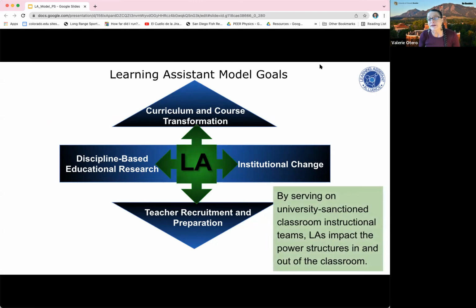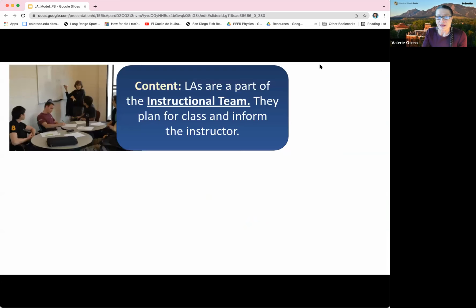What's important here is to understand that at the institutional scale, by serving on the university-sanctioned classroom instructional teams, the LAs are disrupting power structures in and out of the classroom, leading to more opportunities for students to have voice in academic affairs as a normal part of operations at our campus. There are 3 pillars of the LA model.